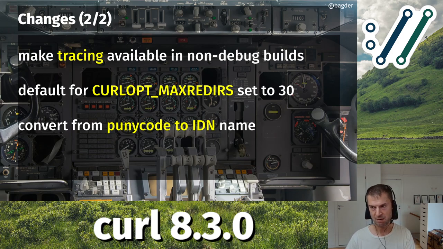But what if you're in an application, for example, and you have the punycoded version of a hostname, how do you get the IDN version of that hostname? Previously you couldn't. Now with the URL API, you can actually ask curl to convert it back, or help the application to figure out the IDN version of the punycode name.